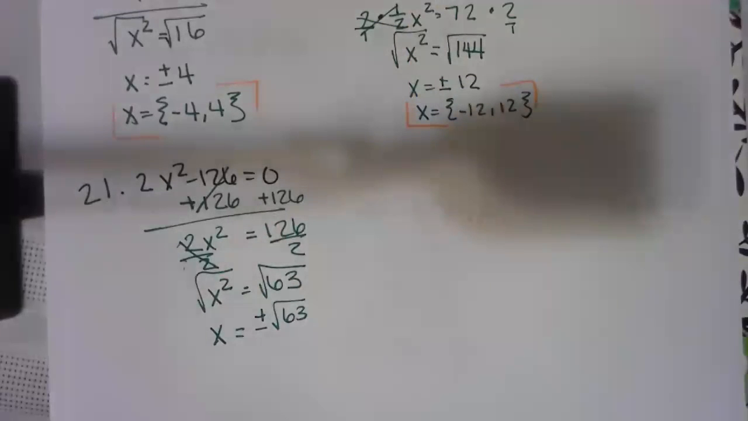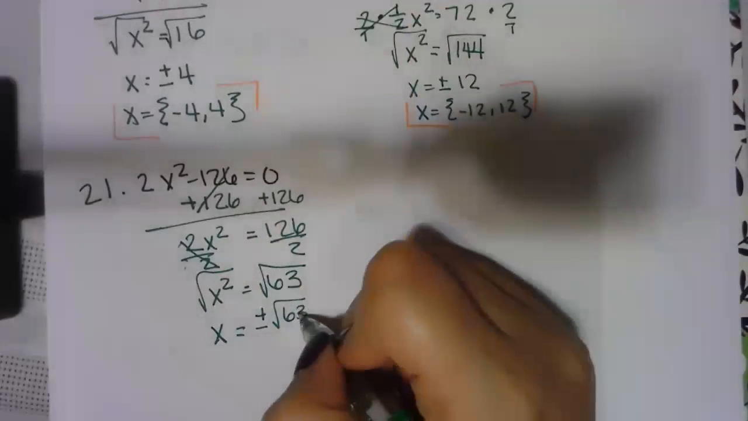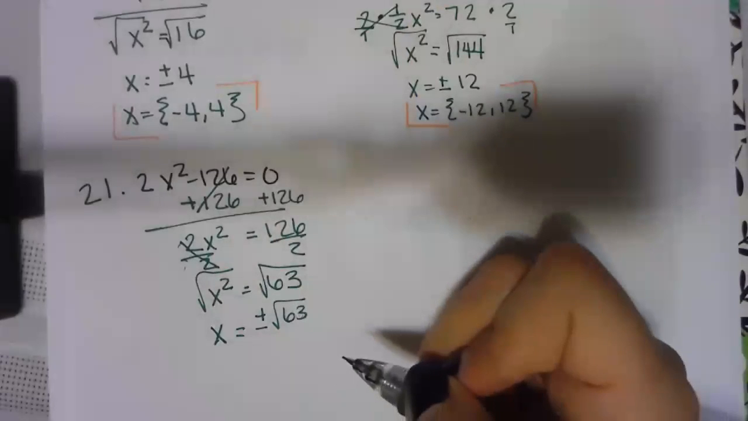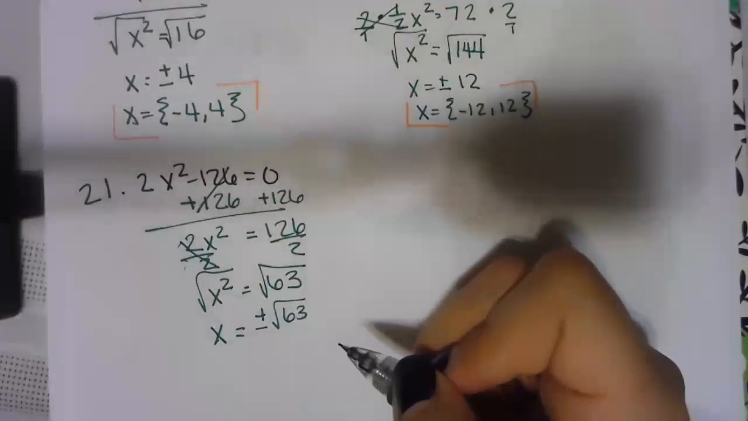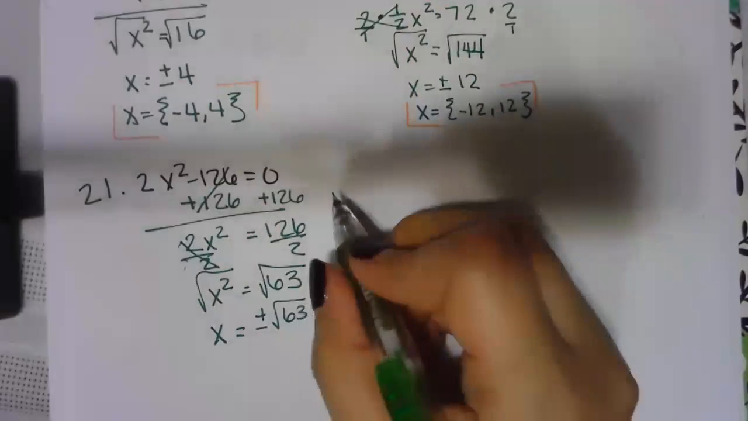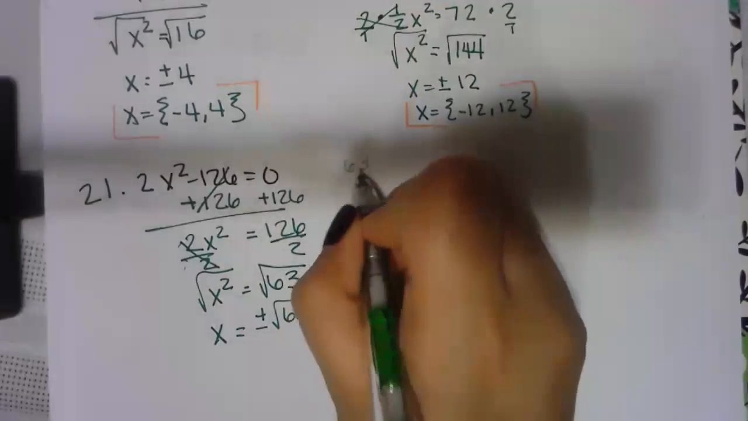All right, once you have that, double check. Make sure your number is as reduced as you can go because your instructions are going to tell you to simplify all irrational solutions. That means that they want you to write them all in simplest radical form. Okay, let's look at 63, the square root of 63.